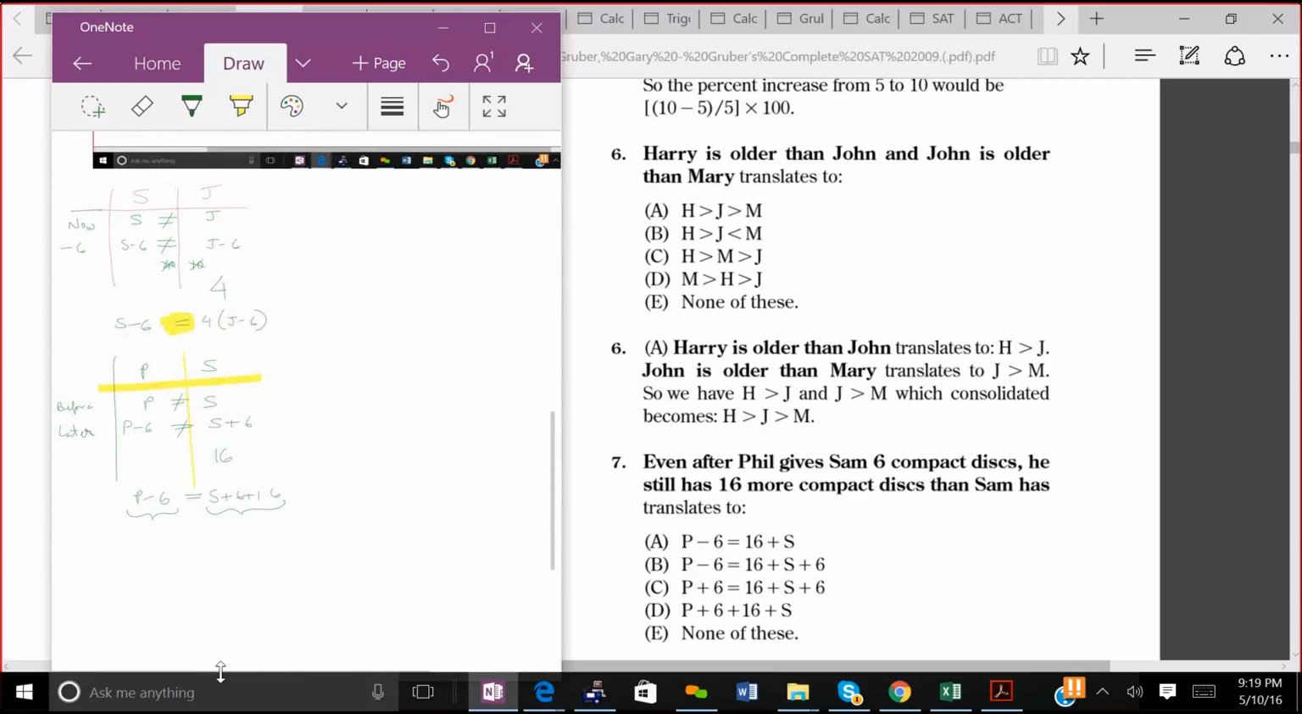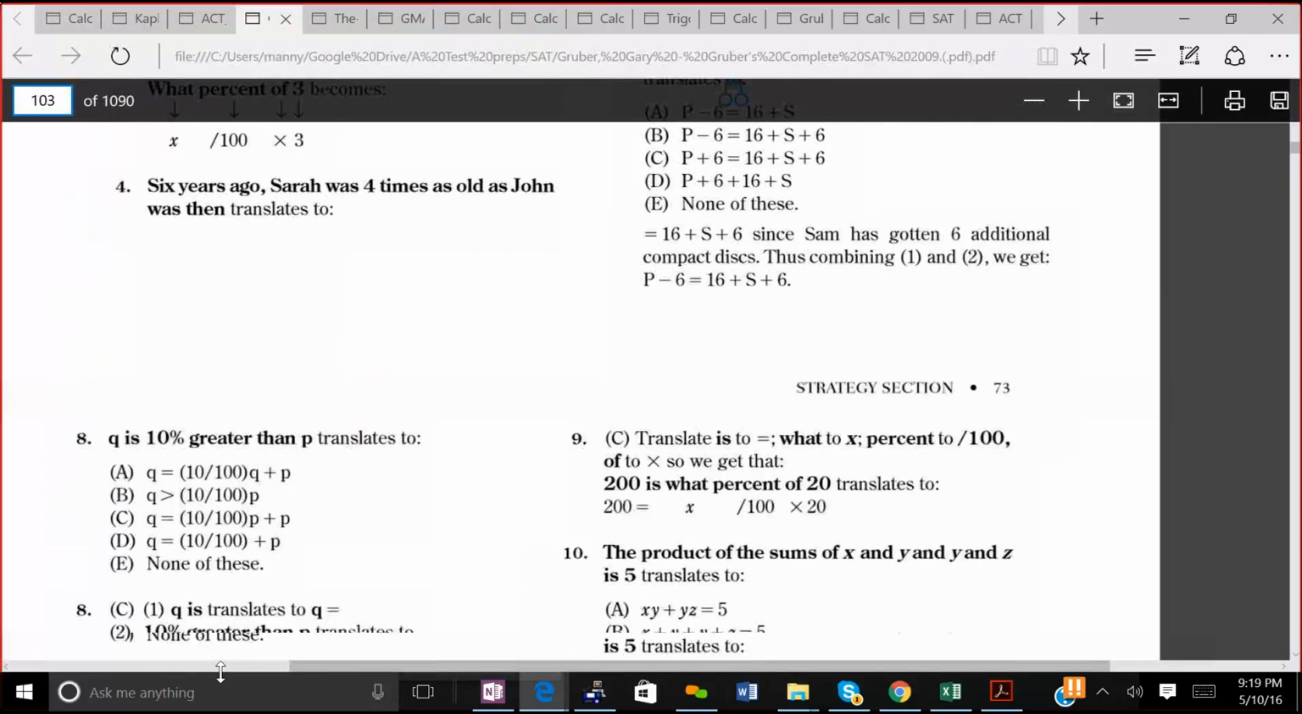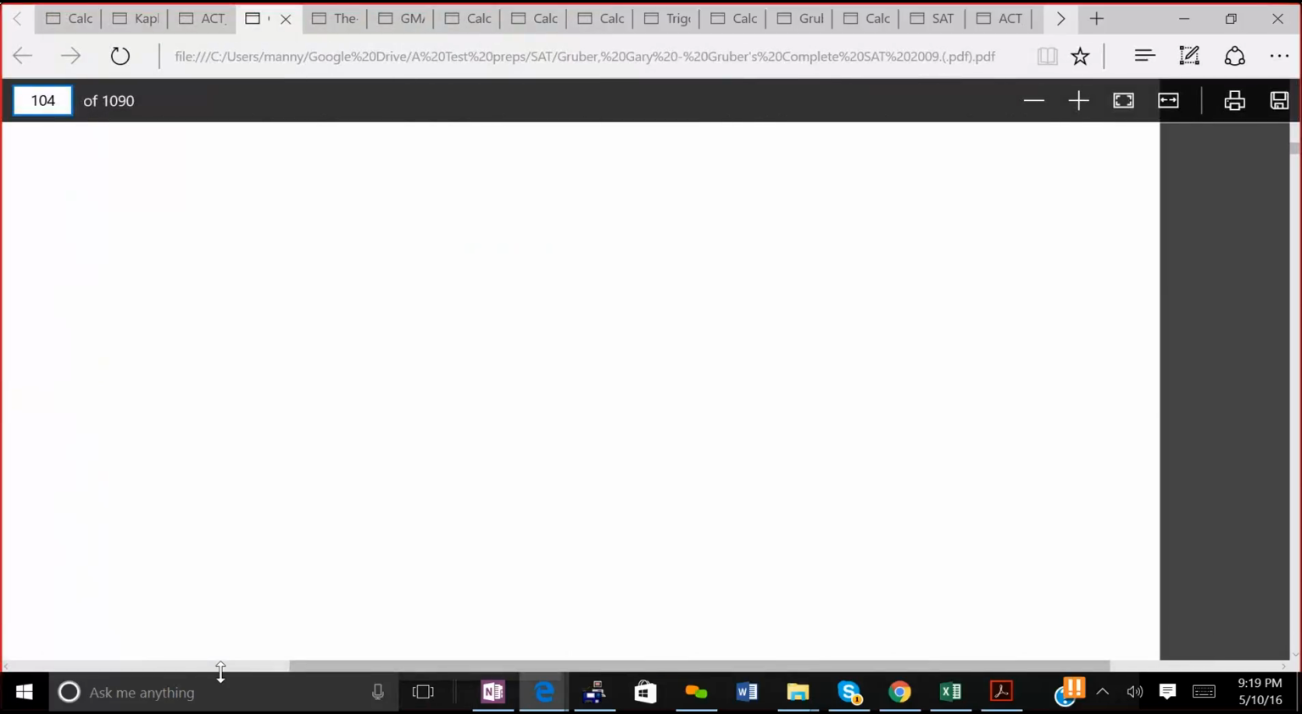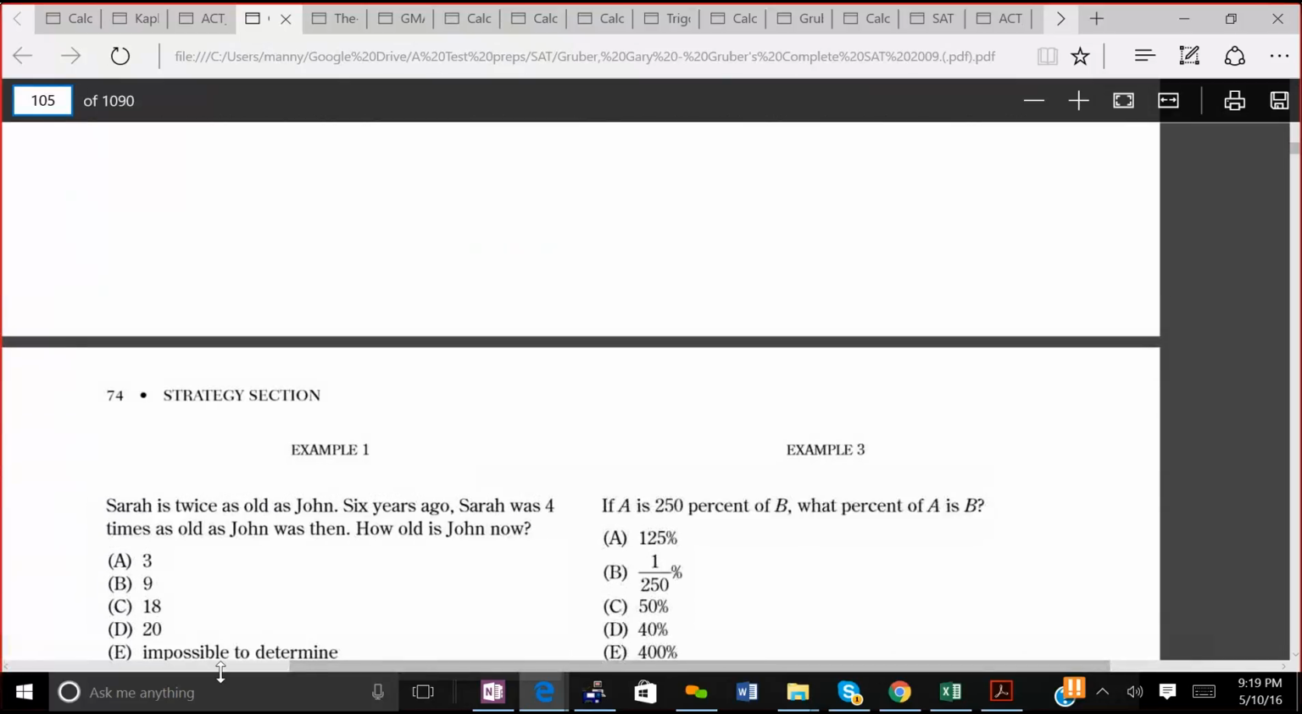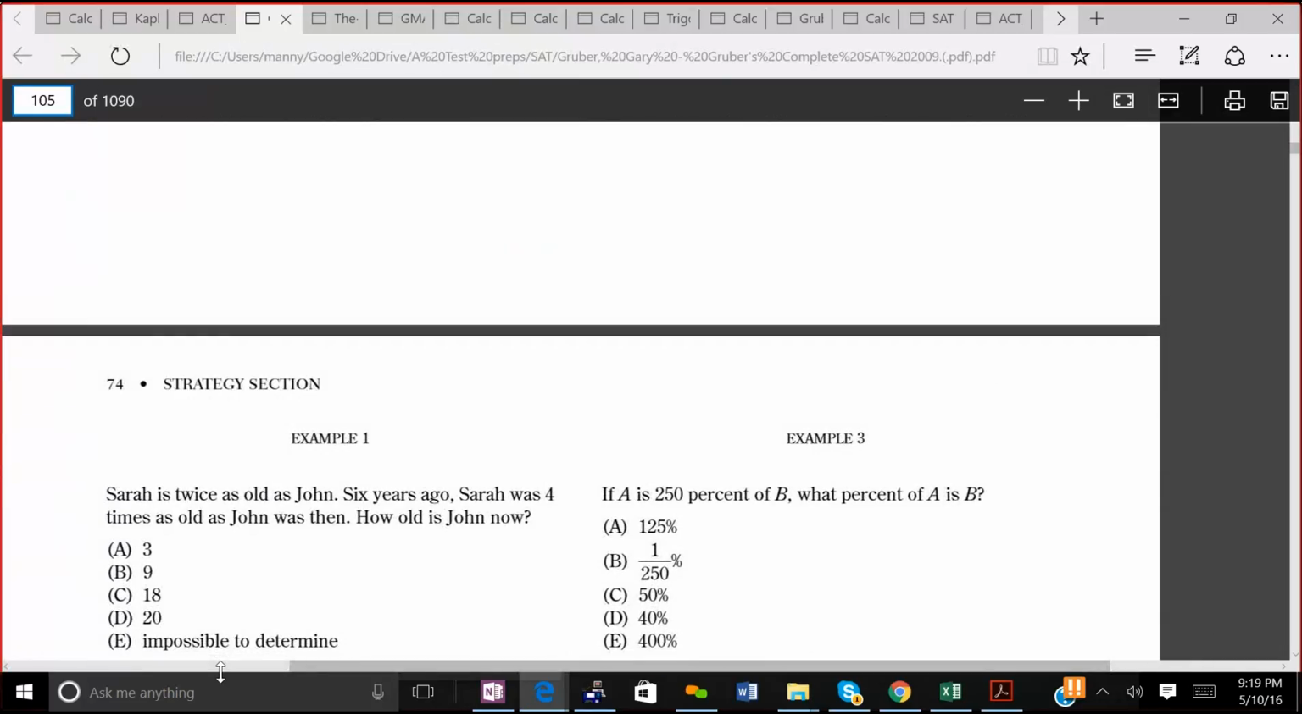Okay. Let's try another question like this. You need to get this app completely. It's a very important app to know. This one, example 1. Go ahead and try it first. Let me just take a picture of this so I can put in a copy of the notebook.